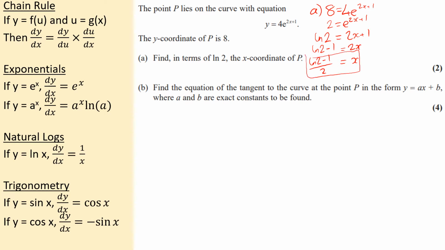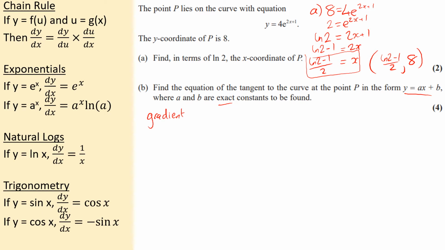Now it says to find the equation of the tangent to the curve in this particular form, where we have to find those constants. It says exact constants, which doesn't mean integers, it means they could be anything, surds, roots, etc. If we want to find the equation of a tangent, we need to know two things. We need to know the gradient, and we need to know a coordinate. Now, the coordinate we've actually already found in part A. That's normally how these things work. We know that the y coordinate was 8, so our coordinate is (ln 2 minus 1 over 2, 8).